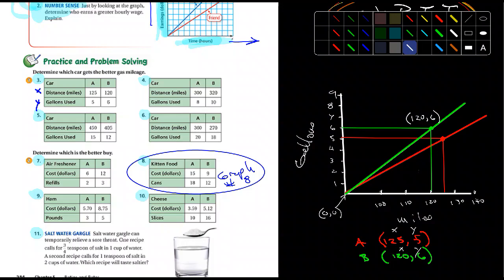I want you to label the car A, the red point. What is that? 125 and 5.